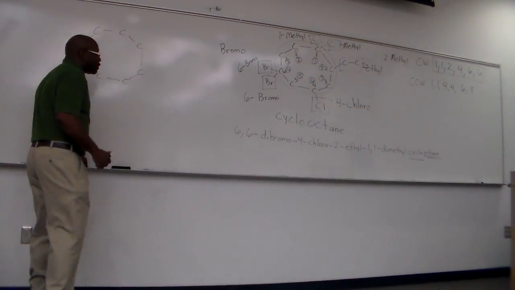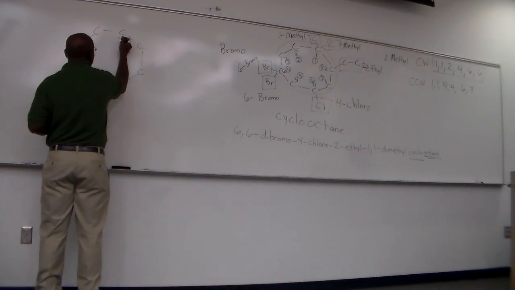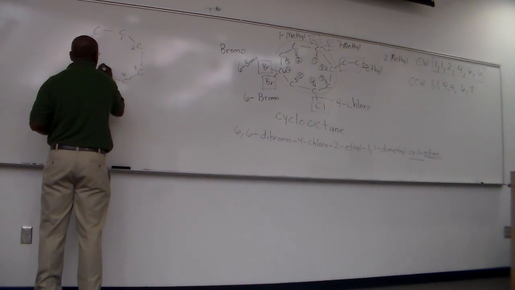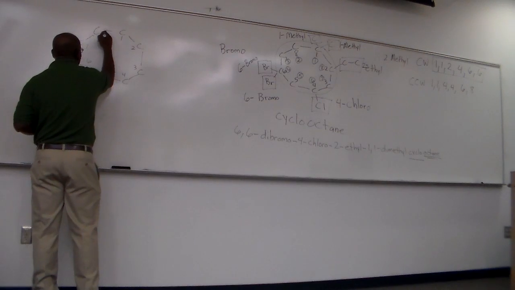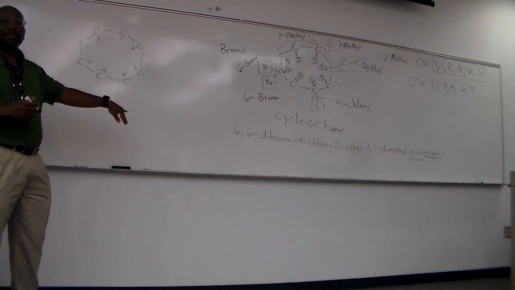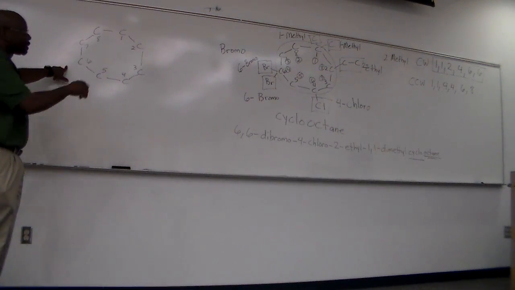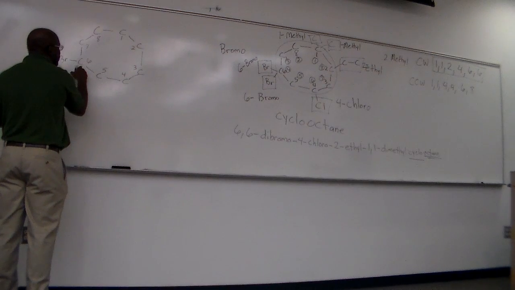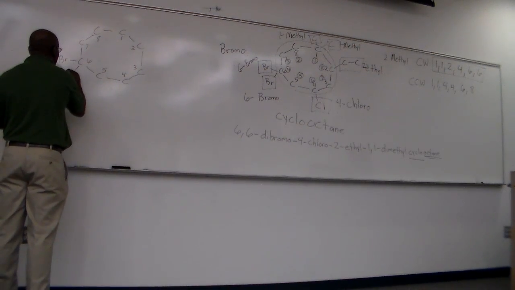So in this case, I'll do my numbers. Let's call this carbon number 1, 2, 3, 4, 5, 6, 7, 8. I don't have to do it directly in number order. On carbon number 6, I've got a bromine.